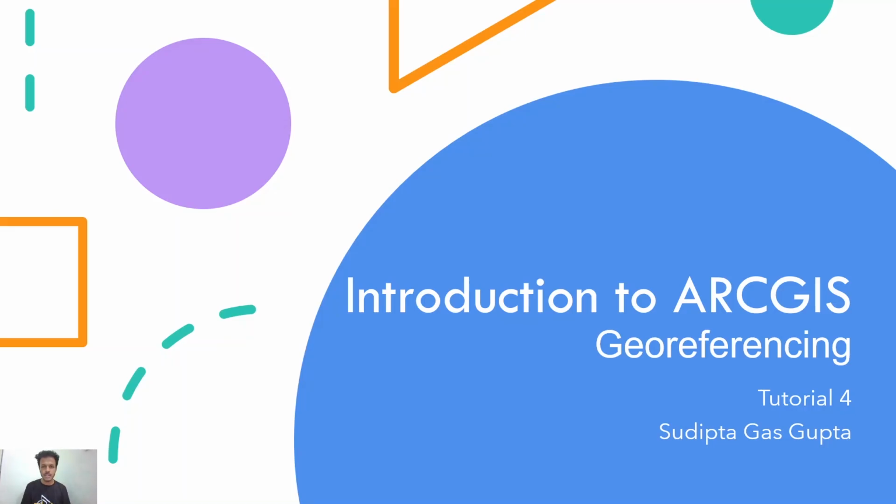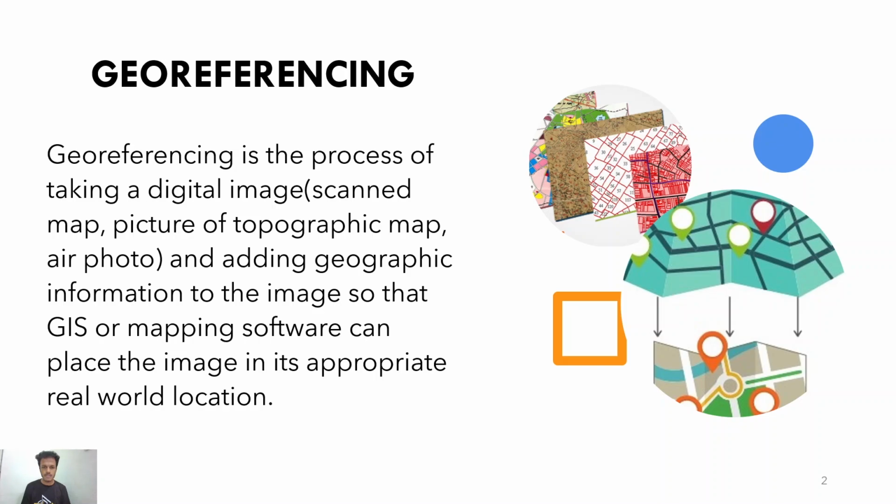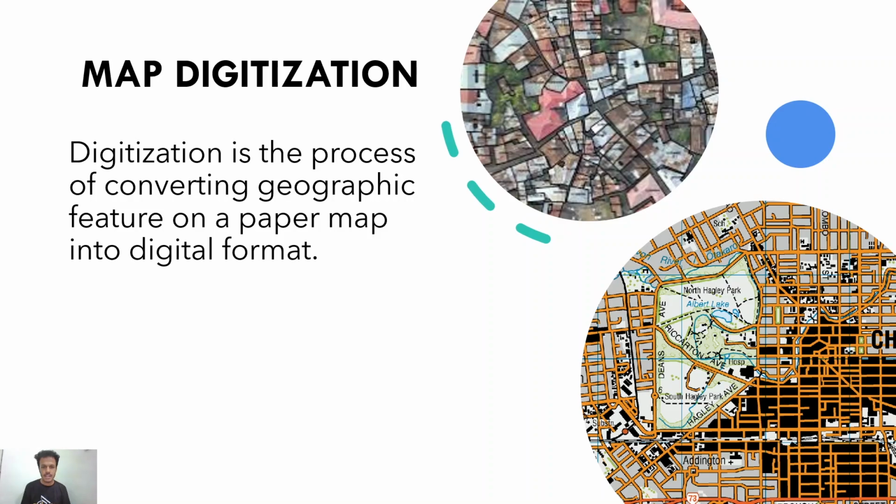Welcome to the fourth tutorial of the Introduction to ArcGIS. Today we will talk about georeferencing and map digitization. So let's start. First we need to know what is georeferencing. Georeferencing is the process of adding geographic value to the digital image so that GIS can place it in an appropriate real-world position. And with the help of georeferencing, we digitize our map.